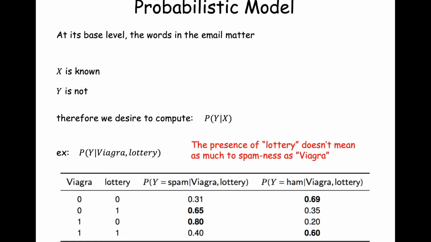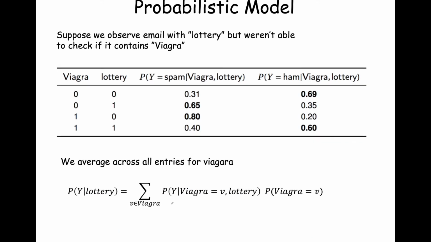So the presence of lottery in an email doesn't mean as much to spamness as the presence of Viagra. Whenever we have Viagra but not lottery, spam is 80%. But when we have the presence of lottery and not Viagra, spam is 65%. That means Viagra has a stronger relationship to being spam than the presence of the word lottery. And so we can average our posterior distribution of the target given our feature vector, Viagra and lottery's presence.